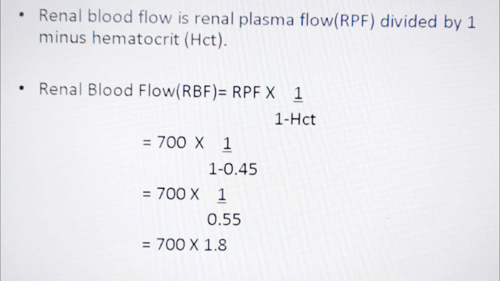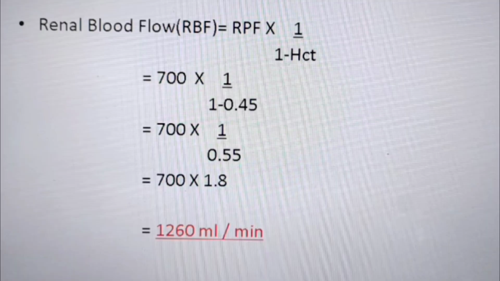So renal plasma flow was 700 ml per minute and the hematocrit was 45%. So hematocrit has to be converted into decimal. So it comes as 0.45. So the answer comes as around 700 into 1 by 0.55, which is equal to 700 into 1.8, and the answer we get finally is 1260 ml per minute. So the answer for the given problem, the renal blood flow, is equal to 1260 ml per minute.